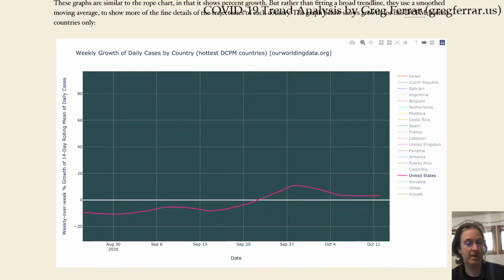And it looks kind of like what we saw of the world actually right now. The world has this flat, barely above zero mark. The United States the same. The United States as a whole is not experiencing a wave. It's barely growing, just barely ticking up there.